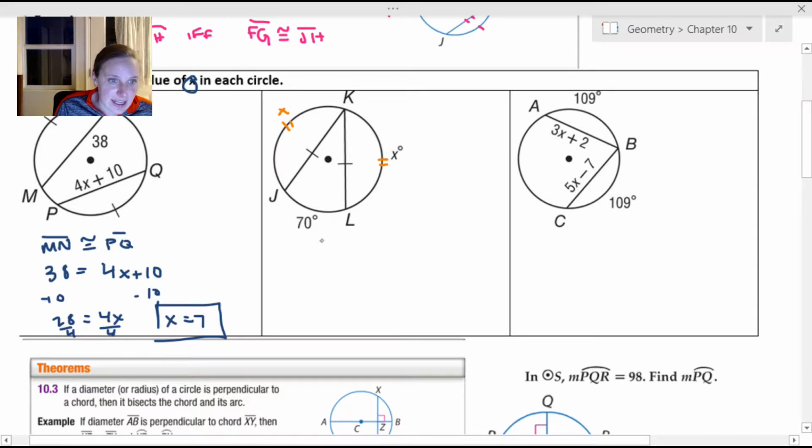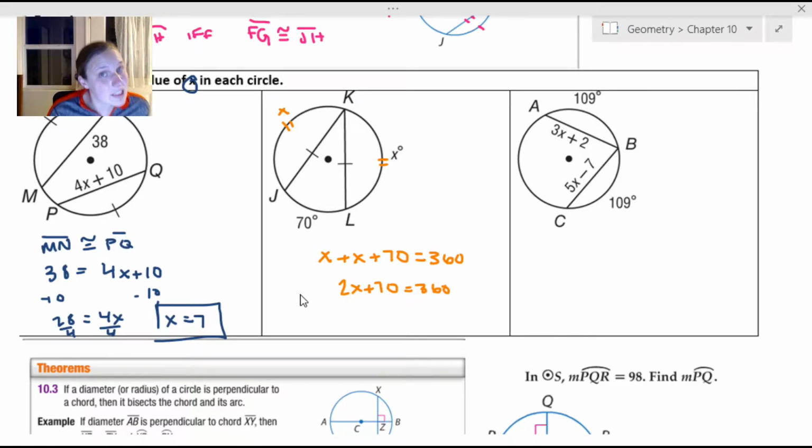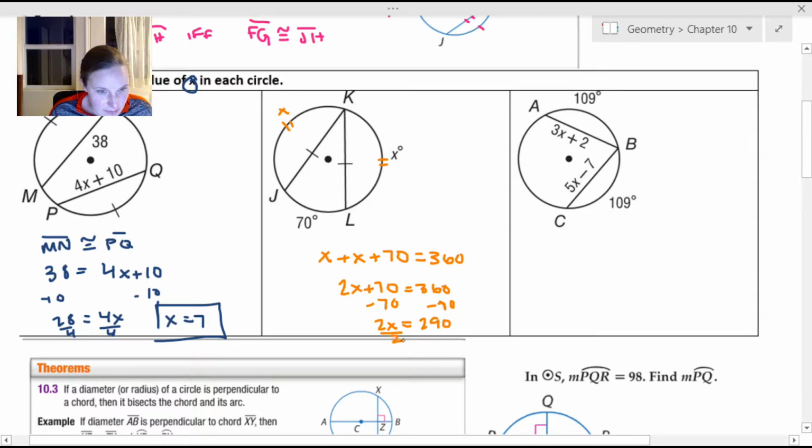So the equation I'm going to write is x plus x plus 70 has to equal 360. And now I'm just simplifying and solving. x plus x is 2x, gotcha. 2x plus 70 is equal to 360. What do I do next? Did you say subtract? I hope you did, because that's what you do. Subtract 70. So we get 2x is equal to 290. And then you divide by 2. And x is going to be 145.